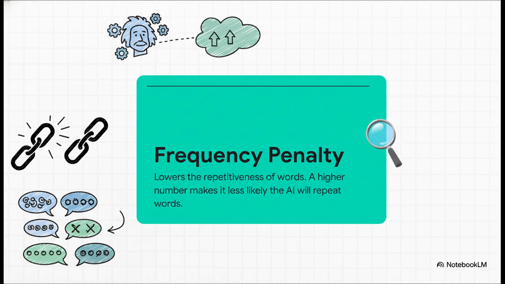Next up, you've got the frequency penalty. Just think of this as the stop repeating yourself dial. If you notice the AI is using the same word over and over again, you can turn this up to encourage it to use a wider vocabulary. It just makes the output feel that much more human.